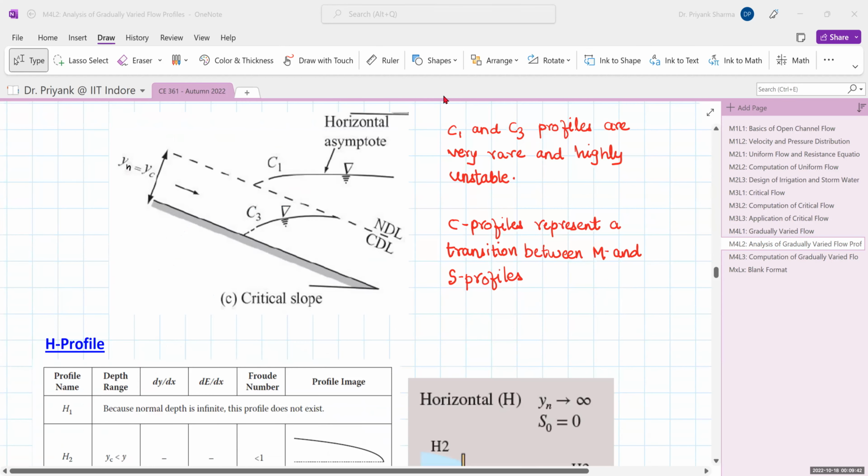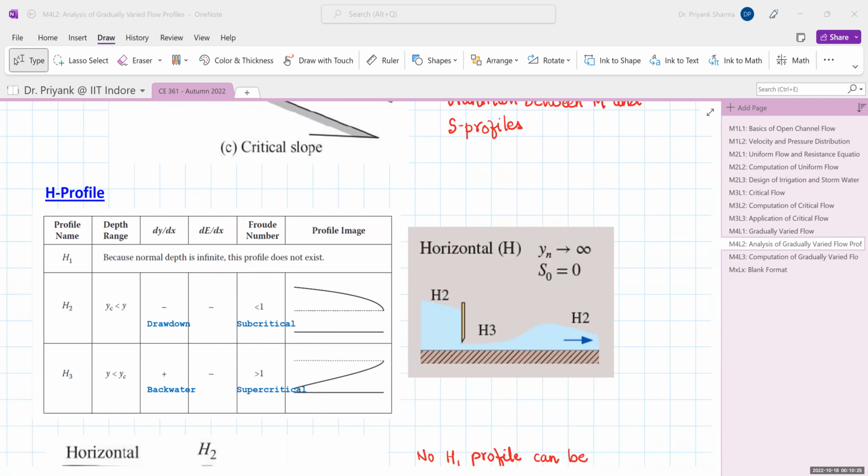Now for these C zone profiles, when they are meeting this CDL, here NDL is equal to CDL, both are the same. So don't get confused: in C profile, your NDL is equal to CDL. You may argue that this C3 profile should meet vertically to this, but in that case it is NDL, and here where it is meeting vertically, it is CDL. Now the C1 and C3 profiles are very rare and highly unstable. So usually they are used to represent a transition between M and S profiles and vice versa. So that is why the C profiles are used.